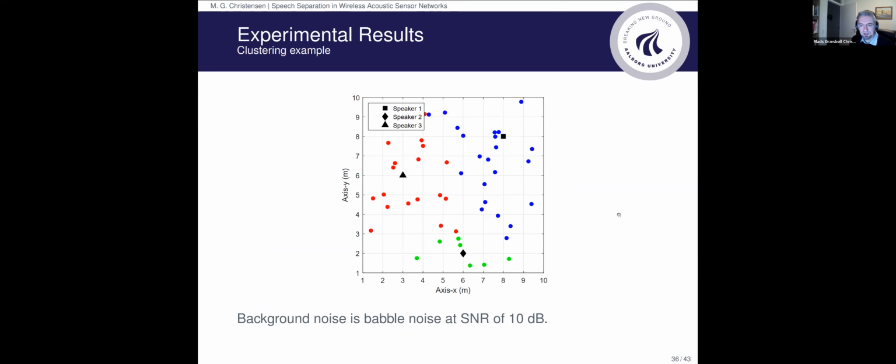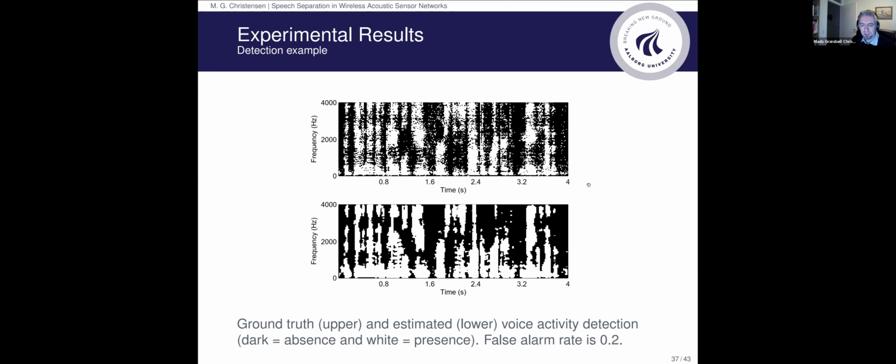So here's an example of what happens if we perform this clustering with background noise being babble noise at an SNR of 10 dB. You see we get a cluster down here near one speaker and the red one up here, and then the blue one up here with the first speaker here. So you see that actually the microphones nicely organize themselves into subnetworks like this.